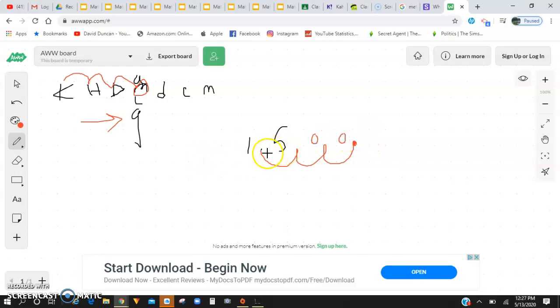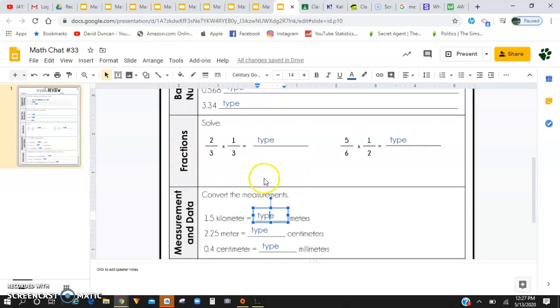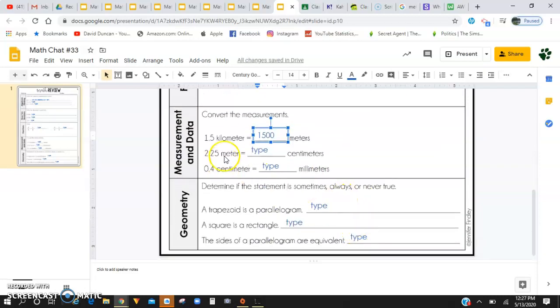So 1.5 kilometers is equivalent or equal to 1,500 meters. Put that right there. Okay, again, really sloppy, but you guys get the gist of it. I'm going to write that answer here. There we go. Write that answer here for you guys. 1,500 meters. Okay. You're going to continue that process from meters to centimeters and then centimeters to millimeters.